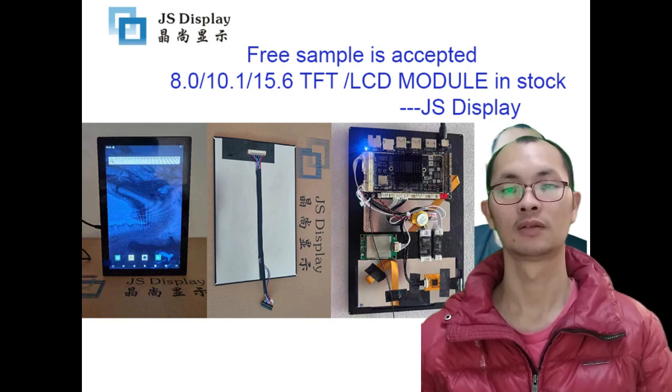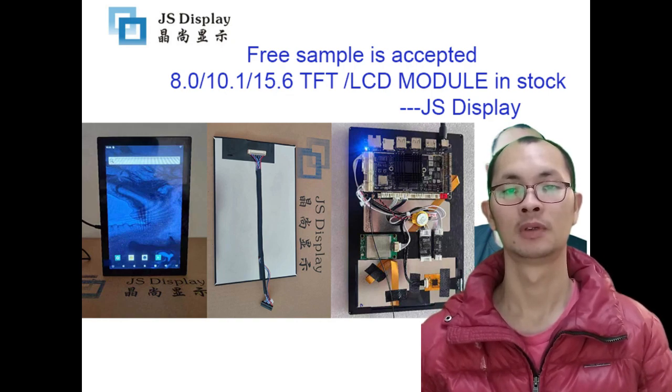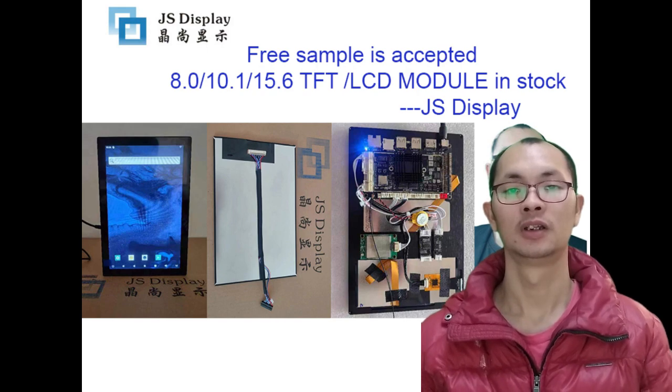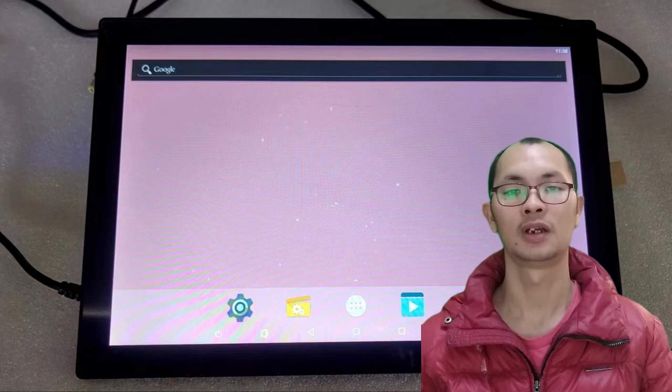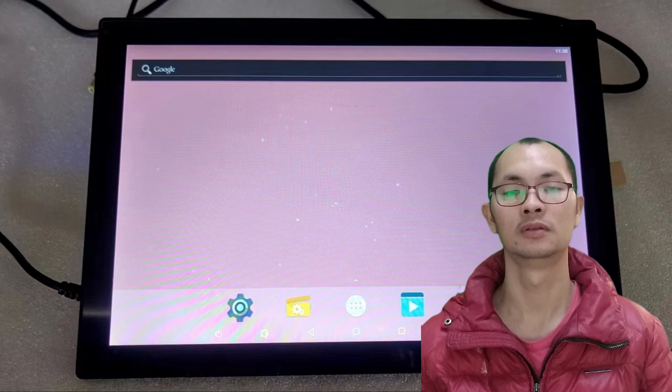LCD screens all have a backlight lifespan parameter, and the lifespan of the LED tubes for backlighting on LCD screens is limited. Generally, industrial LCD screens have a backlight lifespan of up to 50,000 hours, which can be used 24 hours a day for more than 5 years. However, the LCD screen will gradually darken appropriately.